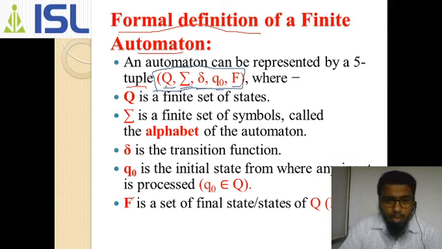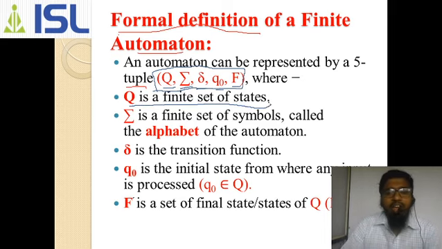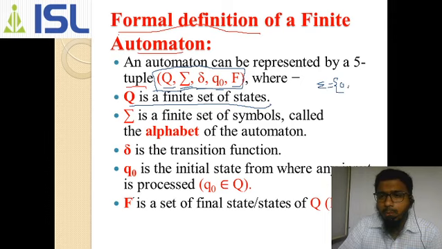So what is this Q? Q is a finite set of states. As I told you, a finite set is like sigma = {0, 1}, or it may be sigma = {a, b, c}.